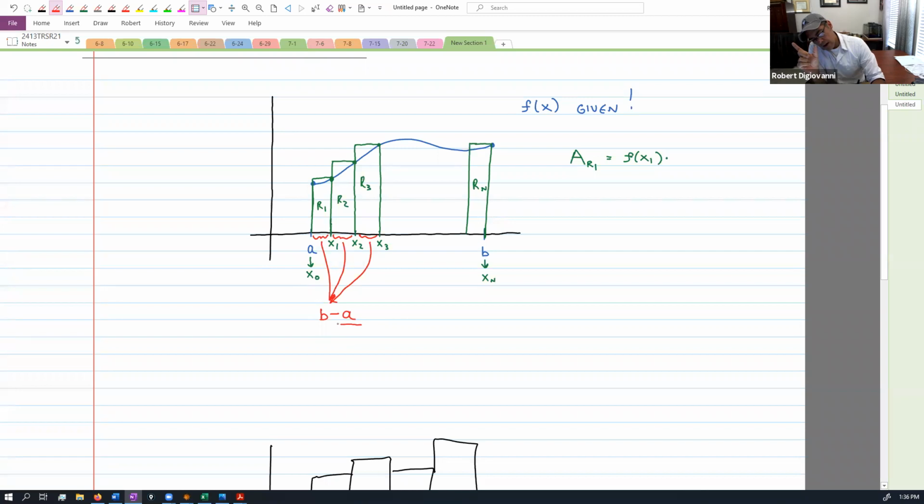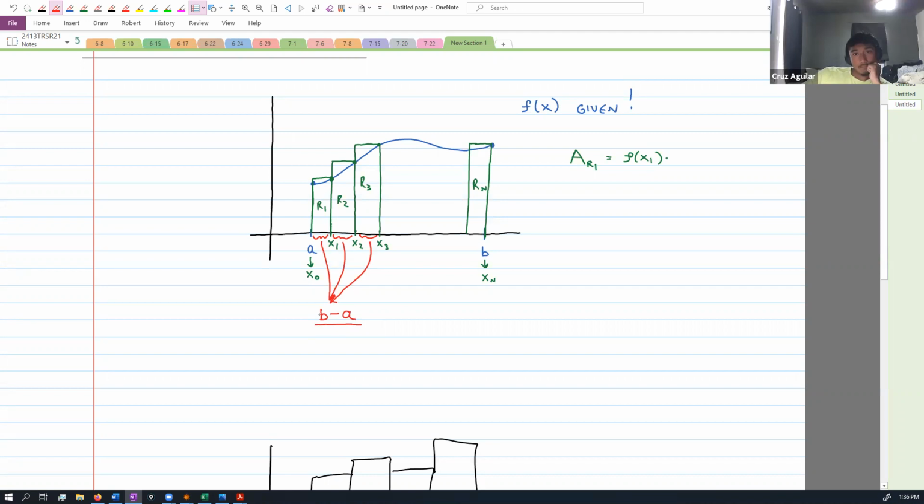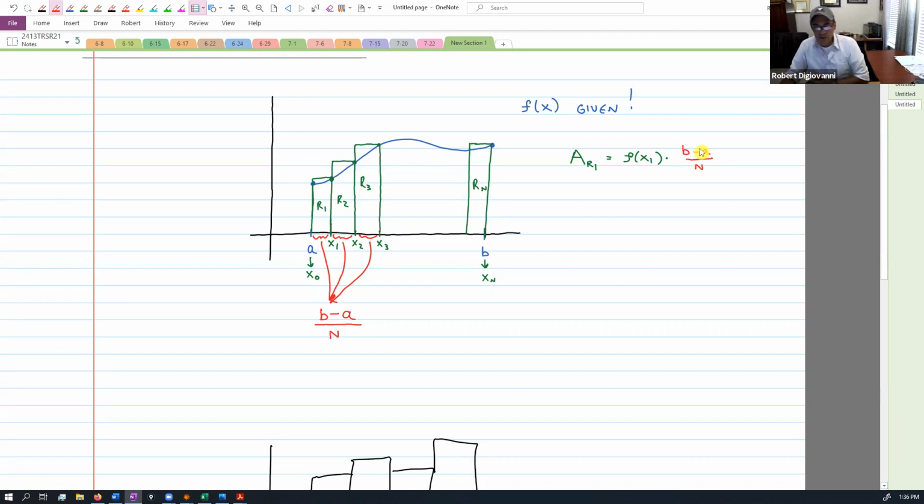And then we want to divide that into how many equal pieces? How many rectangles do we have? N, right? That's the width of each one of those rectangles. Every single one of them is b minus a over n. So this is b minus a over n. So it's the height of the rectangle times the width of it. Understand?